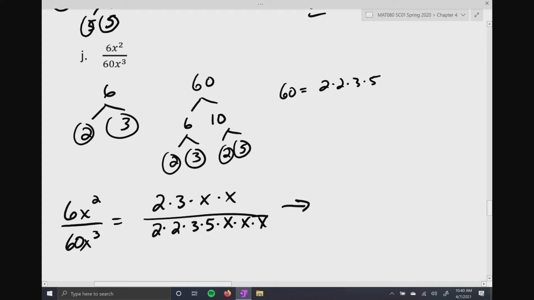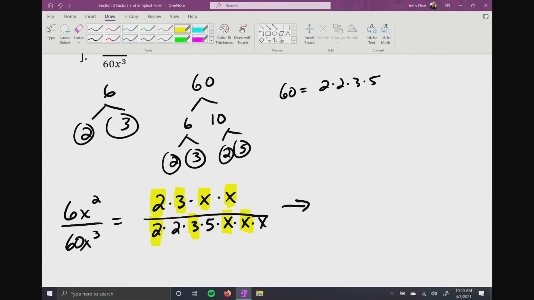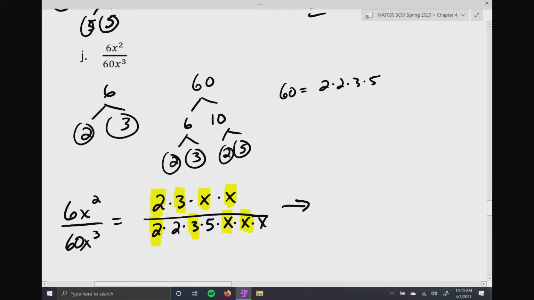Now I'm going to highlight numbers that I see that are the same in the numerator and the denominator. Once again, if you just want to watch the screen, watch how I highlight this. Those are the same. Those are the same. Those are the same. And those are the same. Now, if you're still watching the screen, which I recommend, watch what I do. 2 over 2, that's the first one. That's this. 3 over 3, that's the second one.